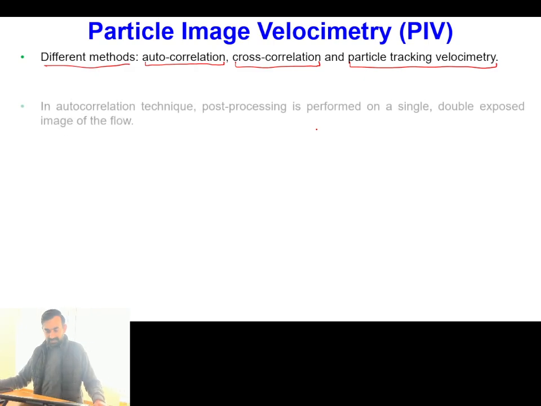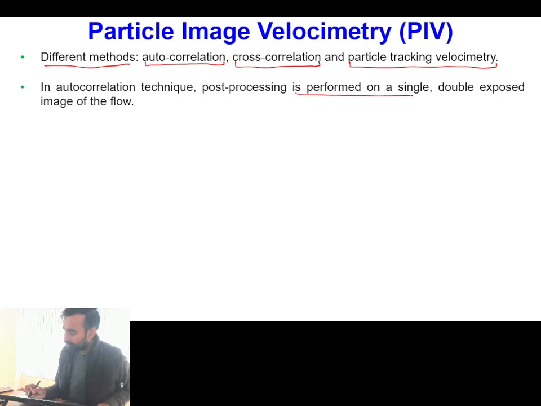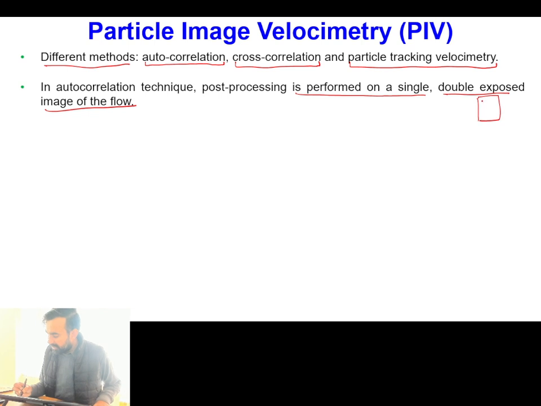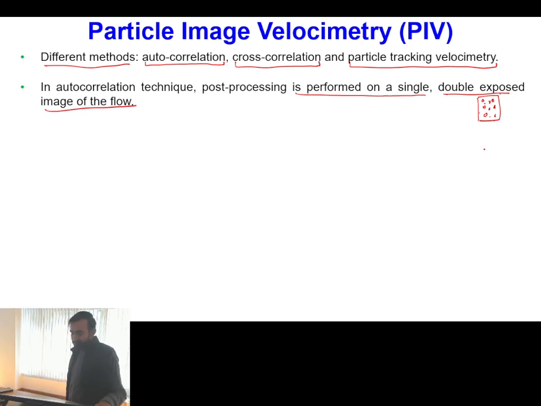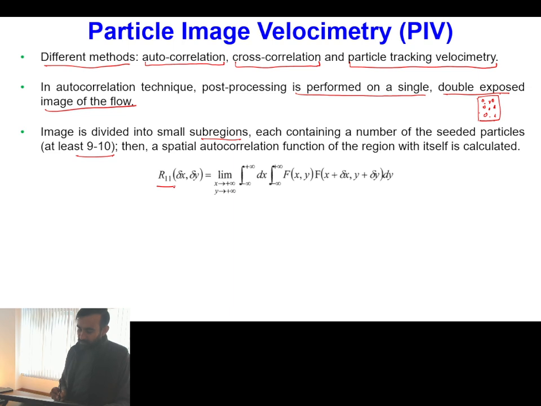So this is about the different post-processing methods. In the autocorrelation technique, post-processing is performed on a single double exposed image of the flow. First an image of the previous time is taken, and then on the same frame the new locations of particles are recorded, and analysis is done on that individual frame. Whenever we divide the image into smaller sub-regions, each contains at least 9 to 10 seeded particles.